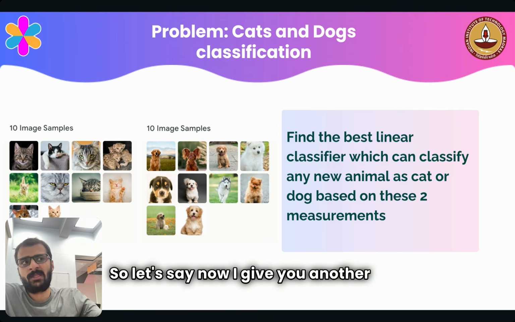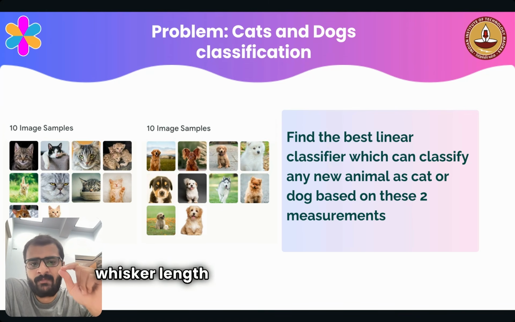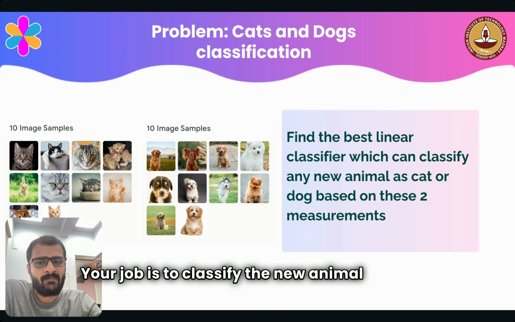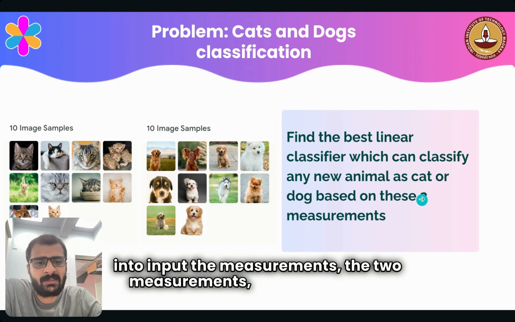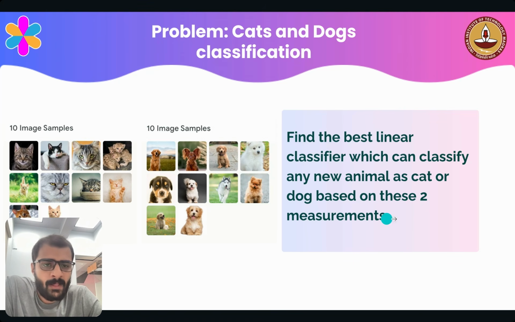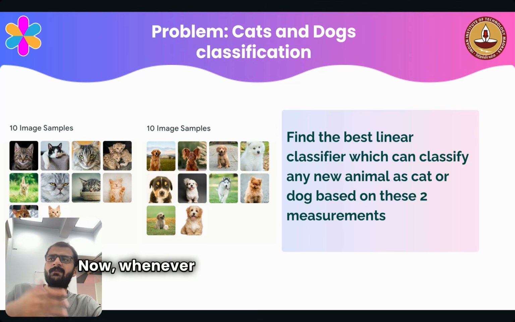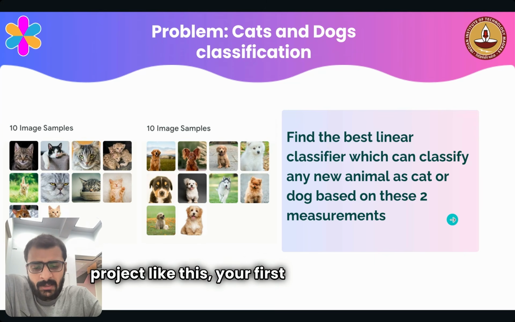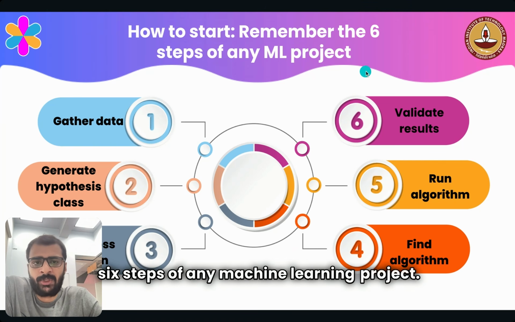The problem is to construct a linear classifier model which can classify any new animal. So let's say now I give you another new animal and you measure its flappiness index and the whisker length. Based on the training data, your job is to classify the new animal and take as input the two measurements, and then classify whether it's a cat or whether it's a dog. Great. I hope everyone has understood this problem. Now, whenever anyone gives you any machine learning project like this, your first instinct should be to go back to the 6 steps of any machine learning project.